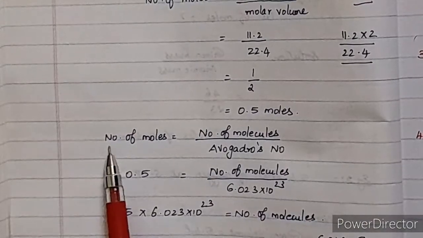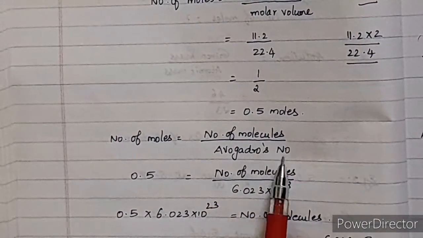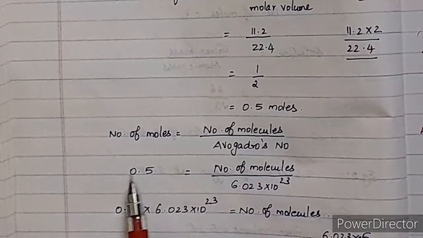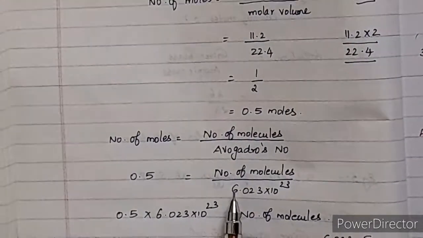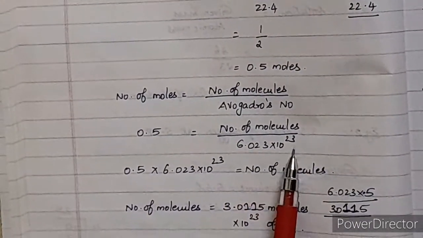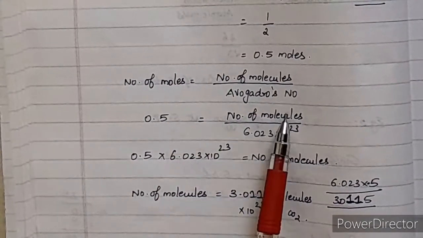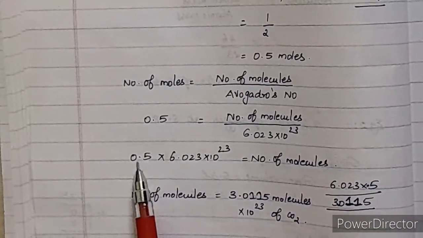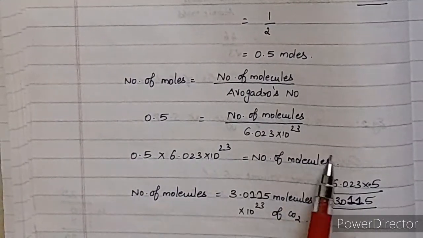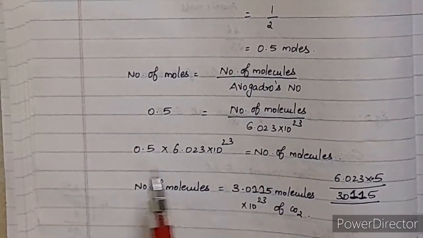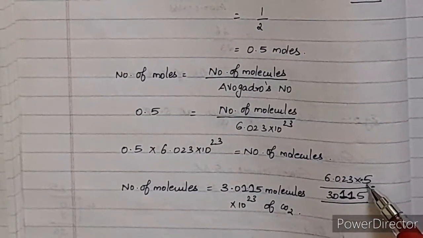Now using this number of moles, I can calculate the number of molecules. Now what is the formula? Number of moles is equal to number of molecules divided by Avogadro number. Now what is the number of moles? 0.5. What I have to calculate? Number of molecules. What is the Avogadro number? 6.023 into 10 to the power of 23. So I can bring this Avogadro number to this side to calculate the number of molecules. So 0.5 into 6.023 into 10 to the power of 23 is equal to number of molecules. I have done the multiplication, 6.023 into 0.5.